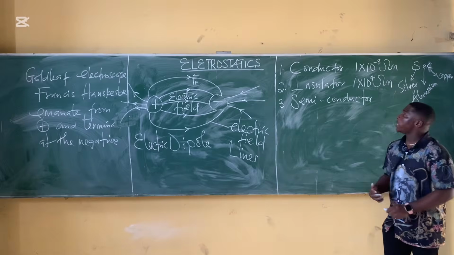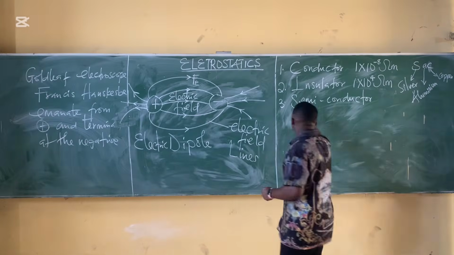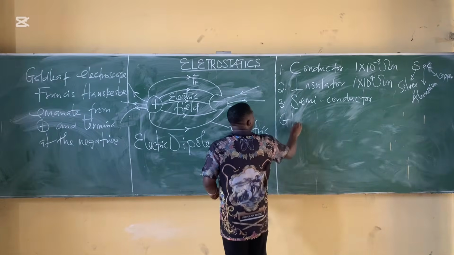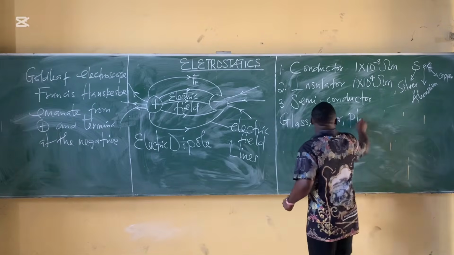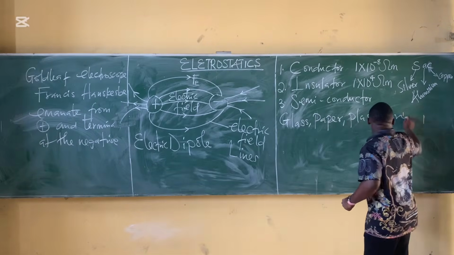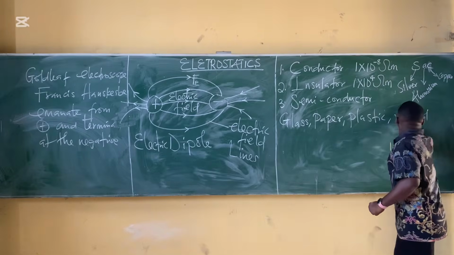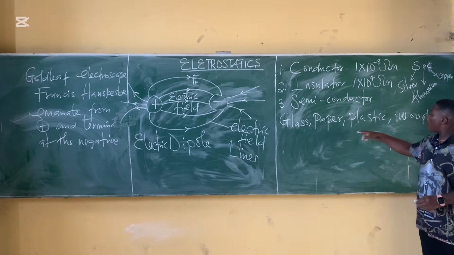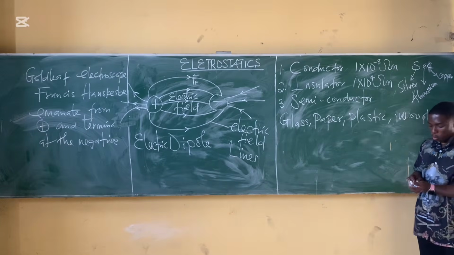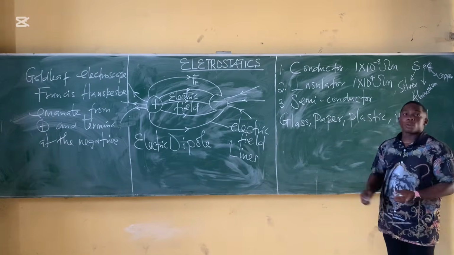Examples of insulators are glass, paper, plastic, and wood.